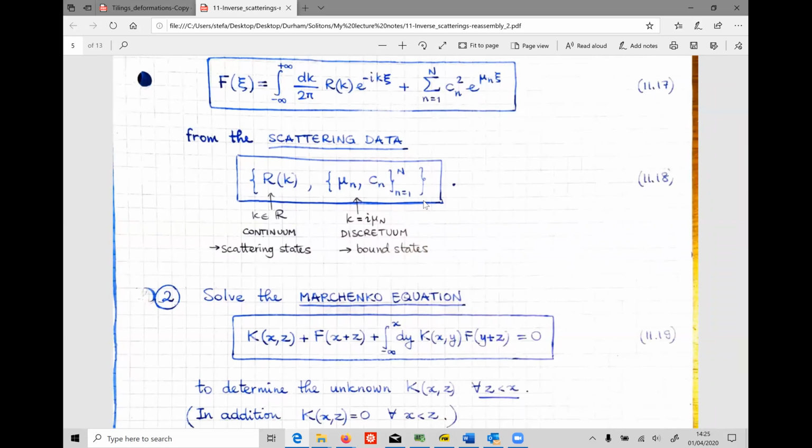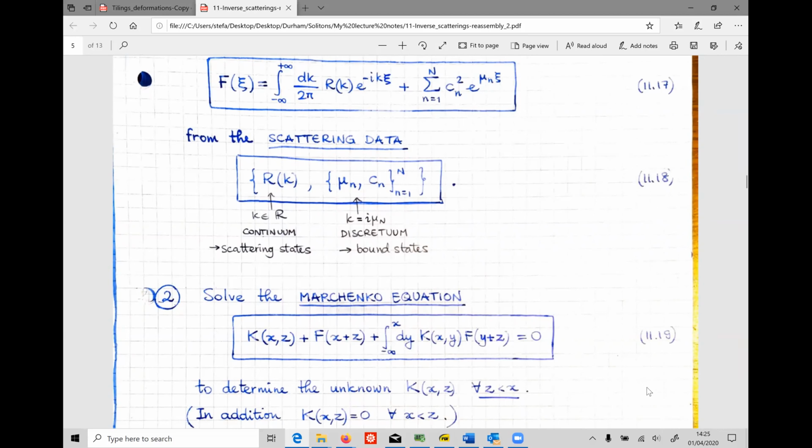So this looks like a complicated equation, this Marchenko equation. It's an integral equation. But in principle, once we know the scattering data and construct the function F of xi, we can then solve the Marchenko equation to determine the unknown integral kernel K, which is a function of x and z, which again we take to vanish when z is larger than x.